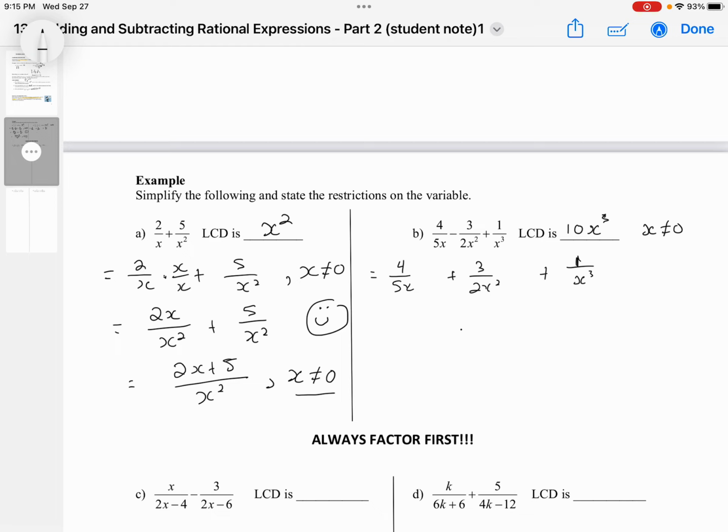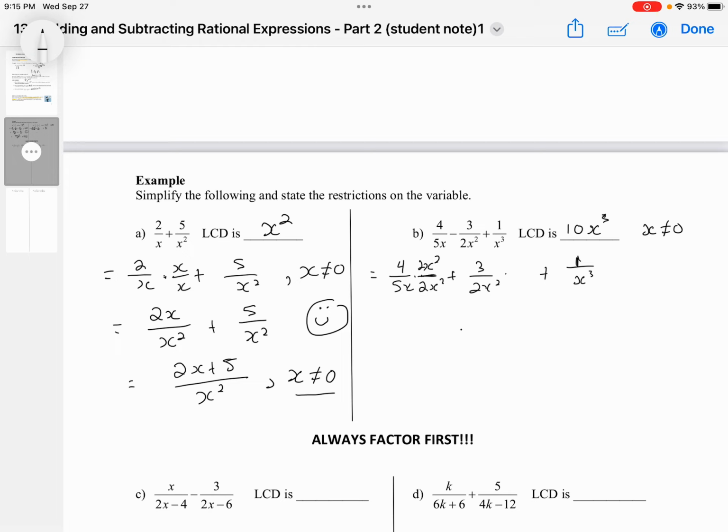I go, okay, 4 over 5x. What do I have to multiply top and bottom by so that the denominator becomes 10x cubed? I look and go, well, the coefficient is a 2. And x is x multiplied by something to give x cubed. I need an x squared. So I've got to do that at the top as well. See, I'm really multiplying by 1. But I just got to choose the right thing to multiply top and bottom by to get 10x cubed, because I've decided that's my denominator, 10x cubed.